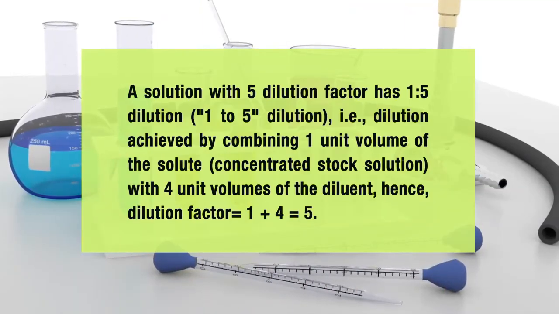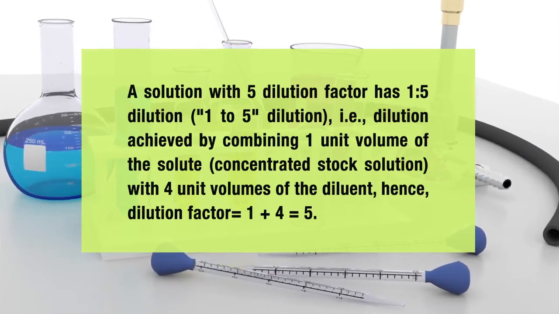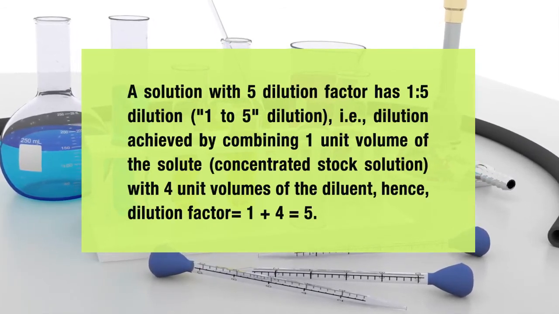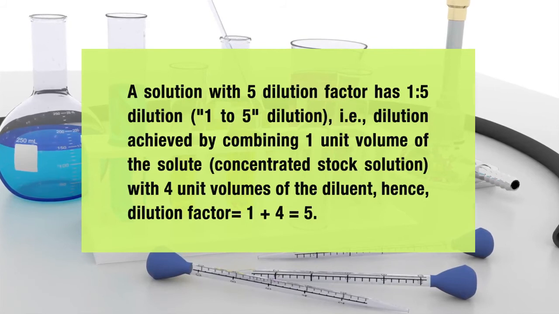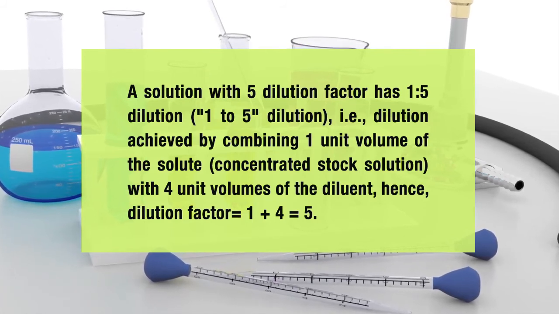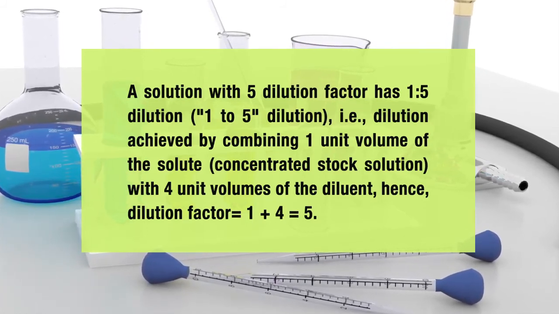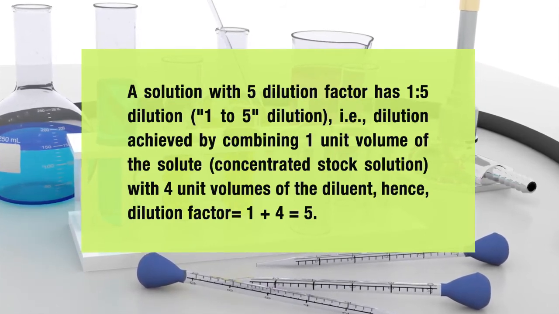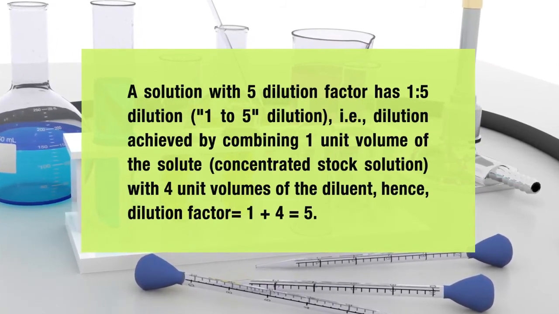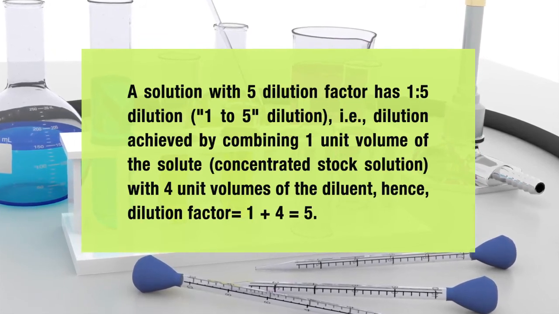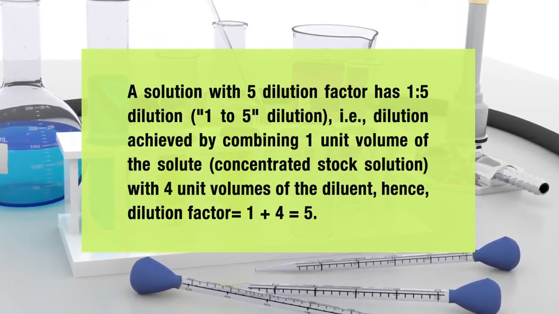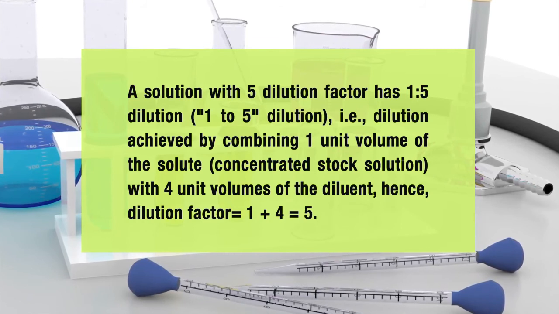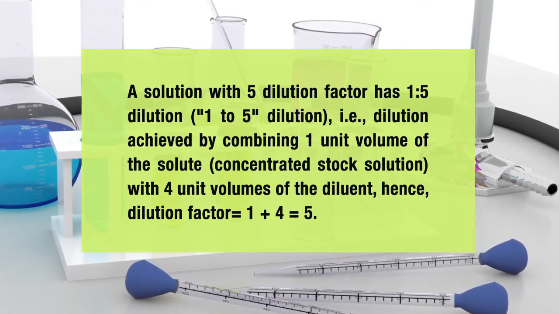For example, a solution with 5 dilution factor has 1:5 dilution, that is, dilution achieved by combining 1 unit volume of the solute or concentrated stock solution with 4 unit volumes of the diluent. Hence, dilution factor will be equal to 1 plus 4, that is 5.